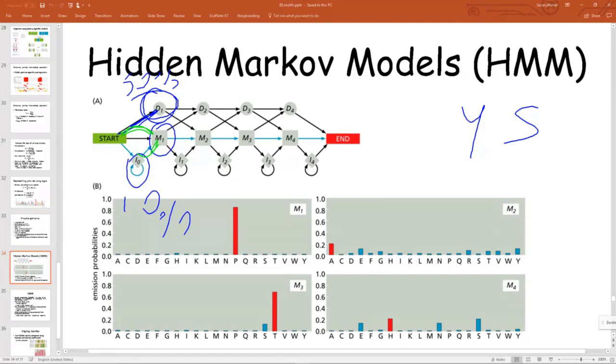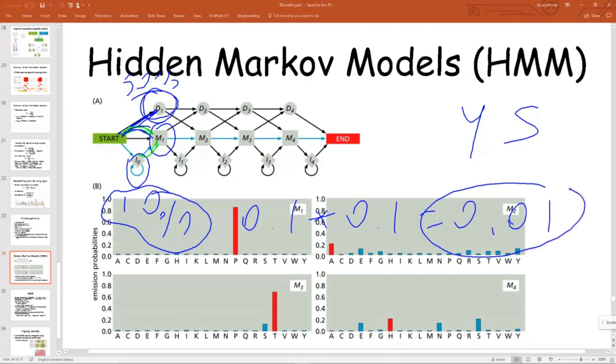For M1, we're going to look at the 40%, which was this one, and then getting to M1 through I0, which is going to be the score of I0 multiplied by the transition probability from I0 to M1. Let's say that's another 10%. 0.1 times 0.1 is going to be 0.01. That would be the probability of going to M1 through I0. So that's clearly less than going from start to M1, which was 40%.